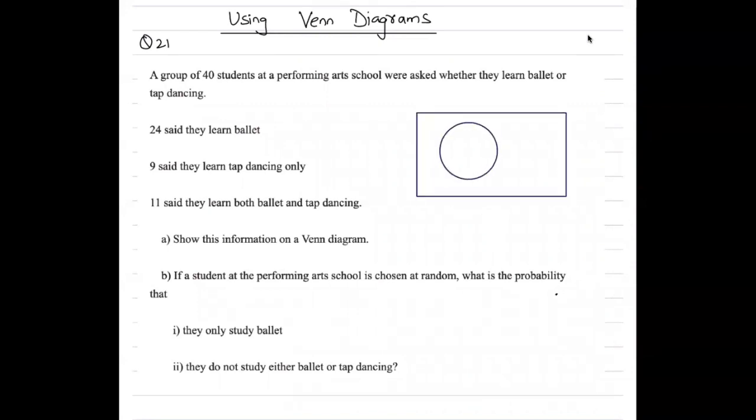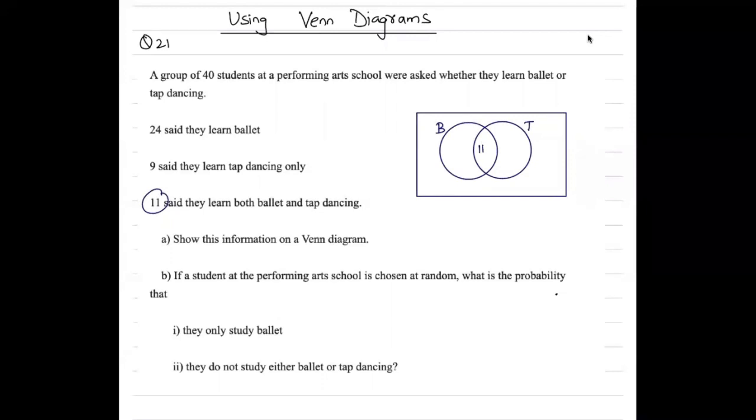So you're going to have two sets. One is ballet and the other one is tap dancing. 11 said they learned both. So that's the common value, the intersection. That's going to be in the intersection.